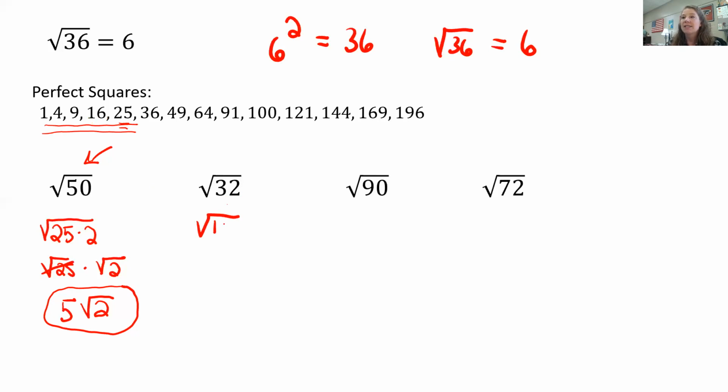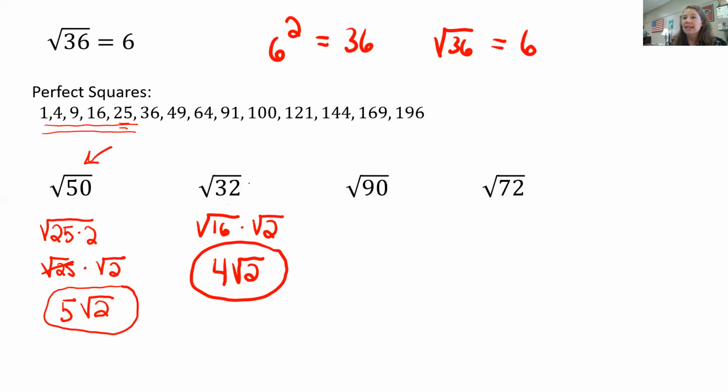So I could think of this as the square root of 16 times the square root of 2. Well, the square root of 16 is a whole number. It's a rational number. The square root of 16 is 4. The square root of 2, I know that 2 is a prime number. It has no factors that could possibly be a perfect square. So I am done with that.